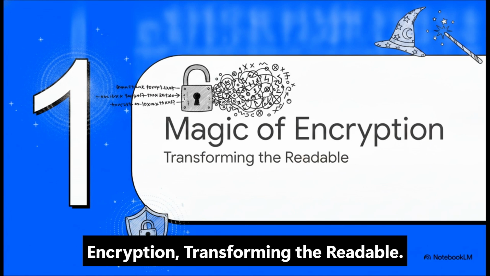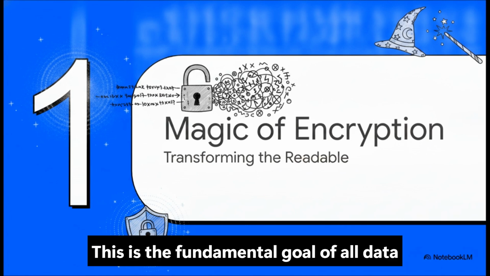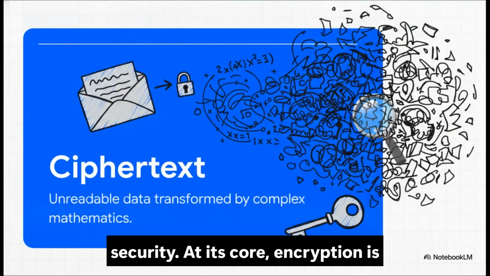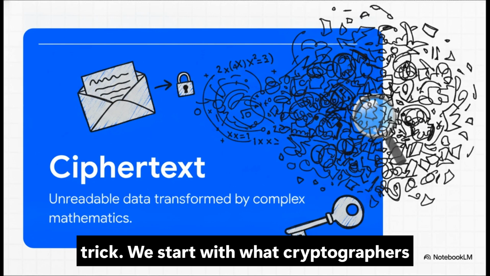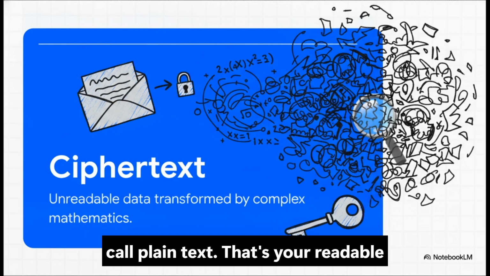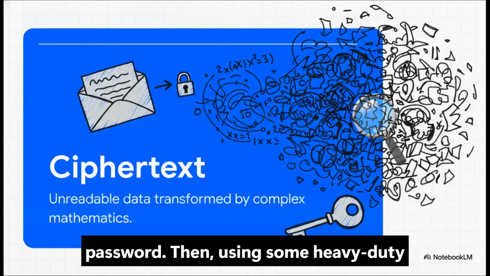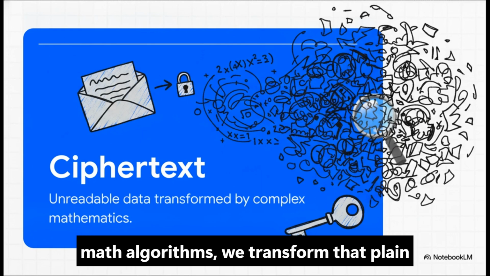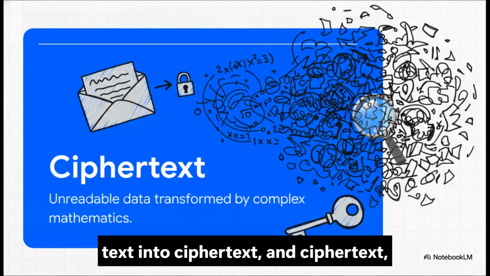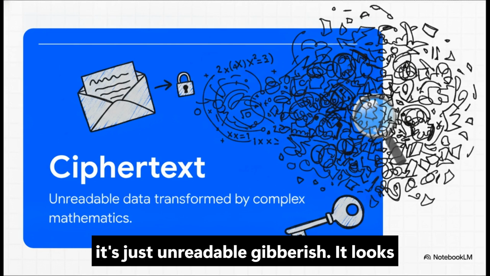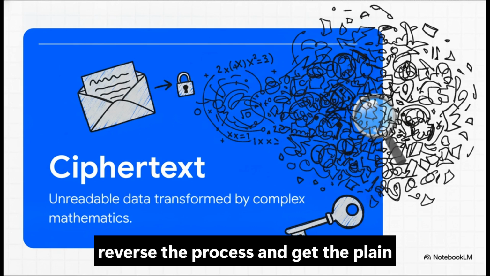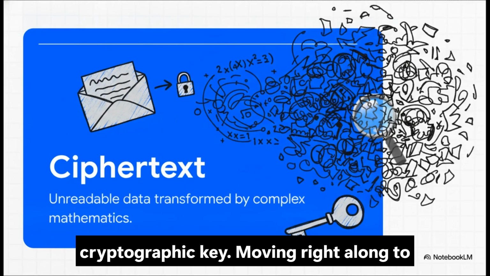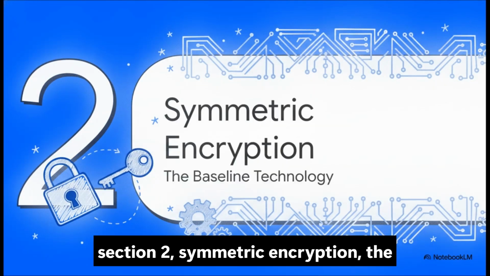Section 1. The magic of encryption, transforming the readable. This is the fundamental goal of all data security. At its core, encryption is really just a giant mathematical magic trick. We start with what cryptographers call plain text. That's your readable stuff, like an email to your boss or a password. Then, using some heavy-duty math algorithms, we transform that plain text into ciphertext. And ciphertext, it's just unreadable gibberish. It looks like absolute nonsense to anyone who might intercept it. The only way to reverse the process and get the plain text back is if you hold a very specific cryptographic key.